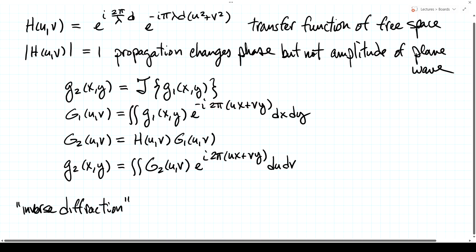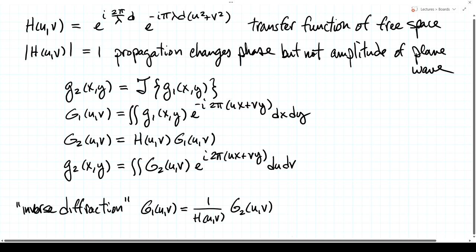And calculate G1 of X and Y. And all we would simply need to do in the spatial frequency domain is simply divide by H of U and V. All right, so in other words, the angular spectrum of the input would just be 1 over the transfer function of free space times the angular spectrum of the output.